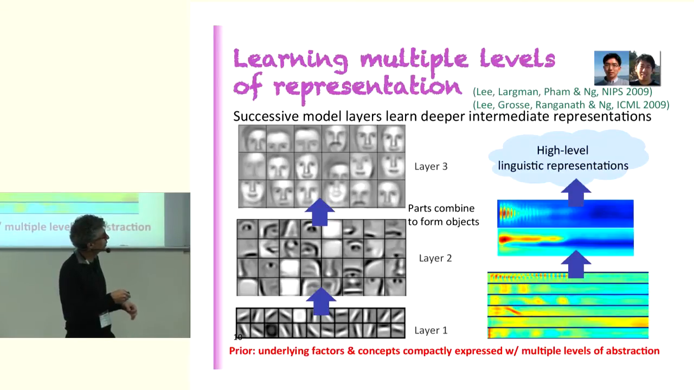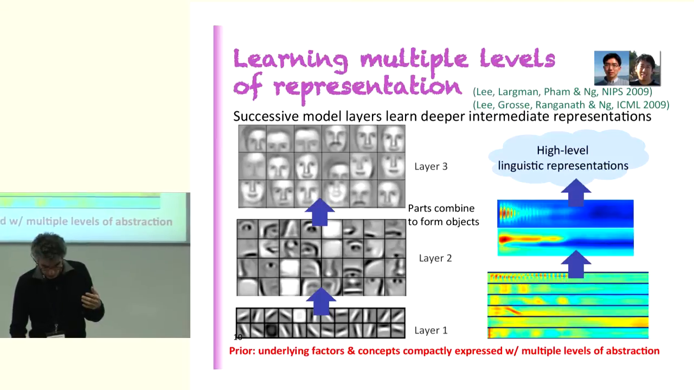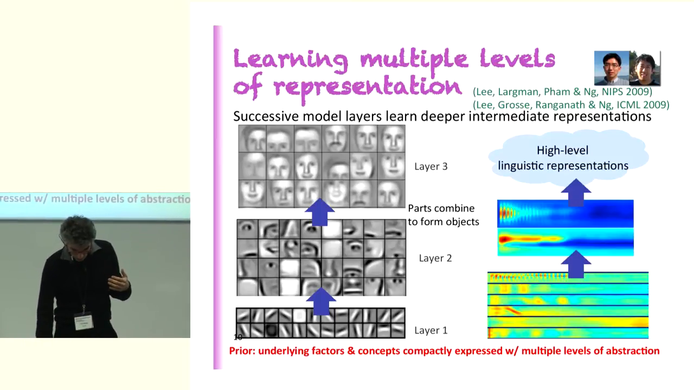If you look at the units higher up in the hierarchy, what they like seems to be parts of faces like nose and eye and so on. And higher up, the units like to see whole faces. So this is one example, but really there's something more generic going on.